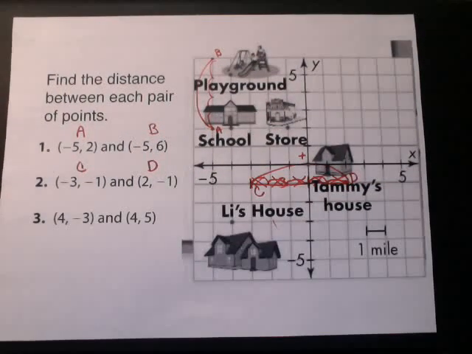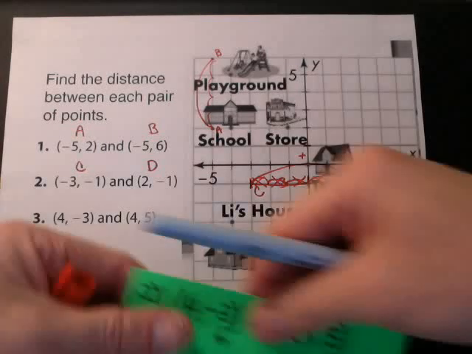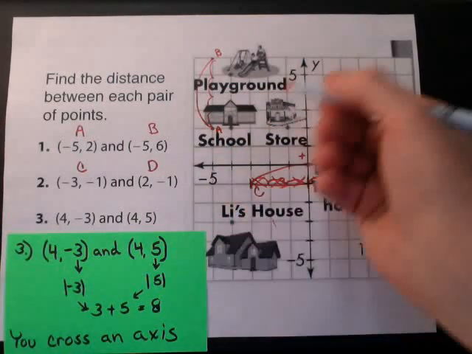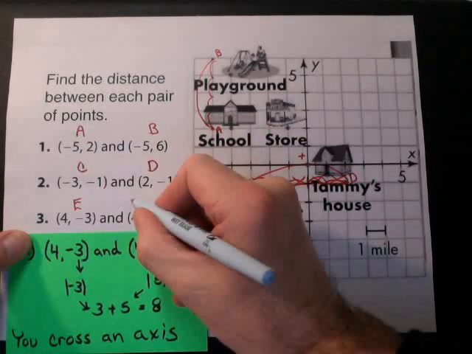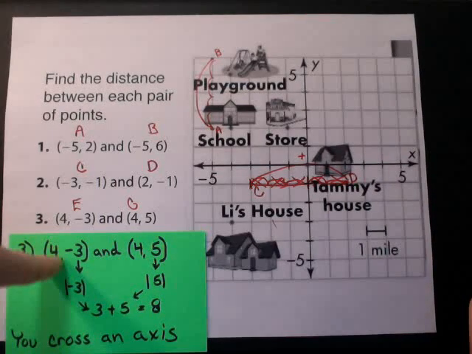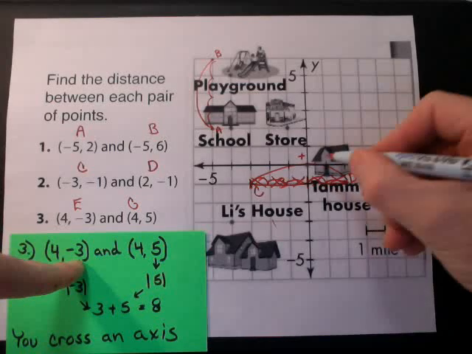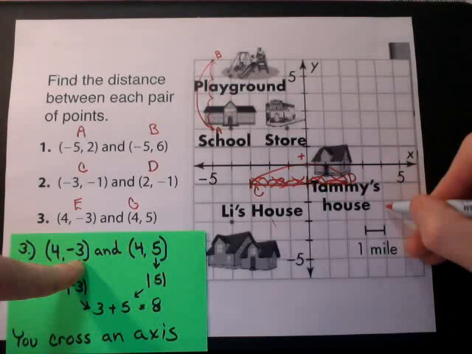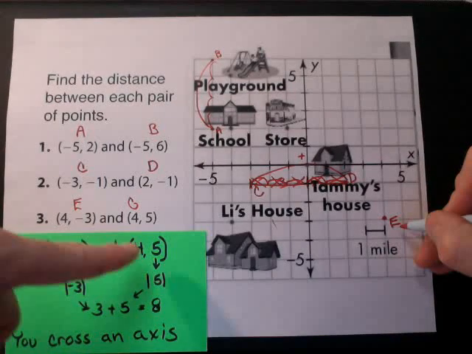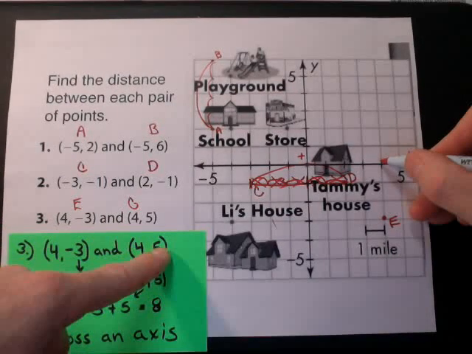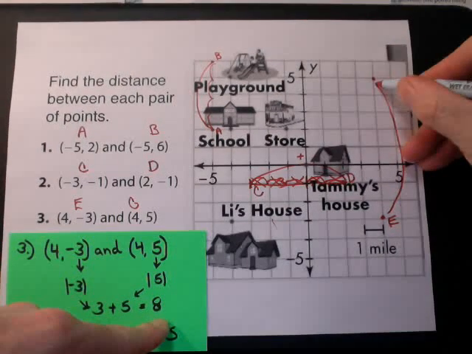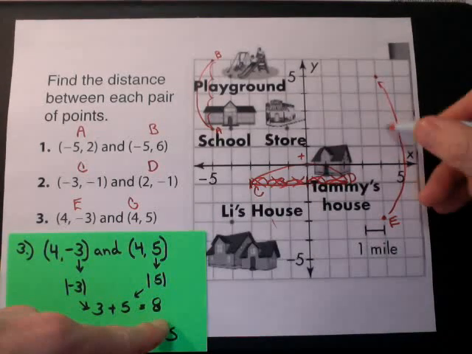Okay, let's take a look at number 3. See if you got number 3 right. So in this case, let's go with point E and G so we can locate them on a map. You didn't have to do that. So we have positive 4, negative 3, which would be down here, and we'll call that point E. And then we have positive 4, positive 5, which is going to be way up here. Now the first thing you notice is we cross an axis, which means we're going to add absolute values.